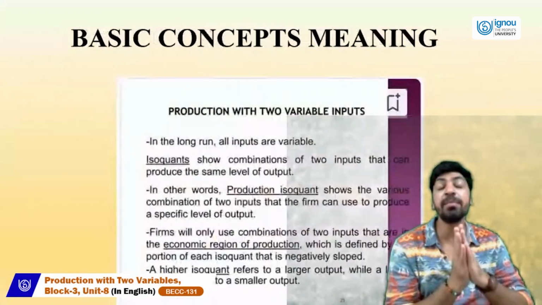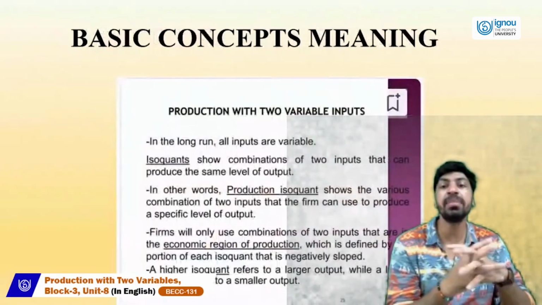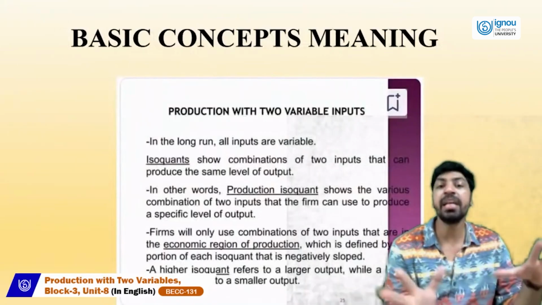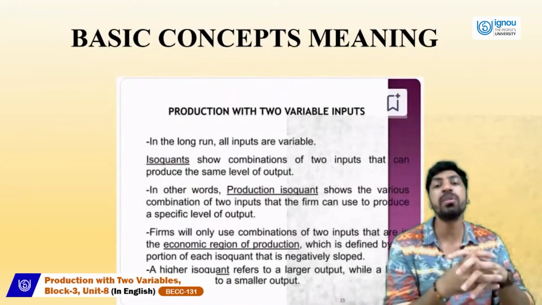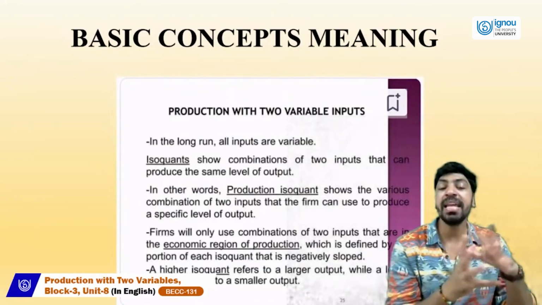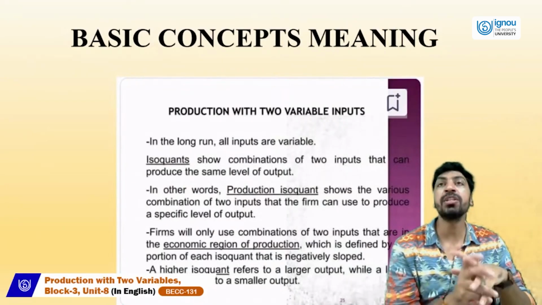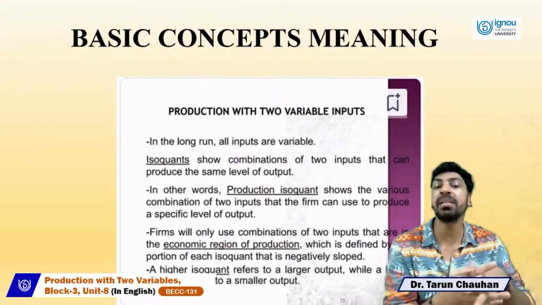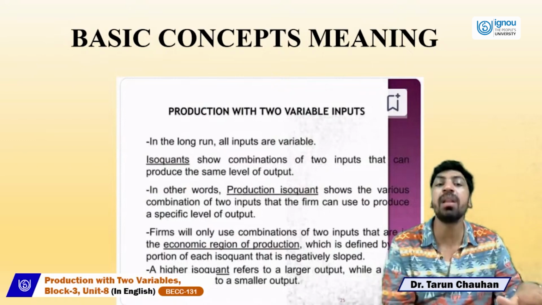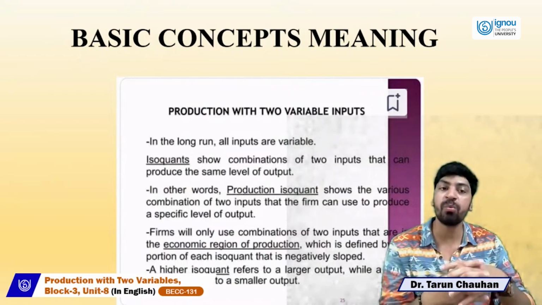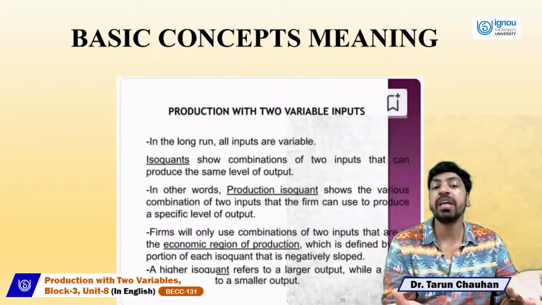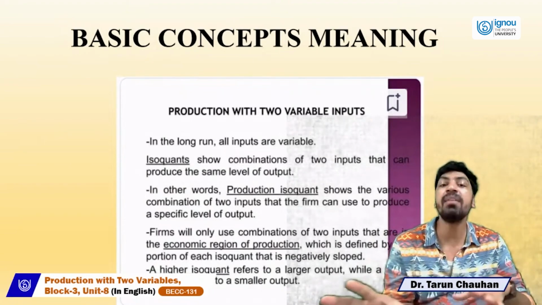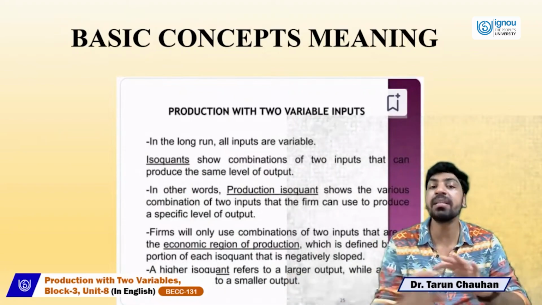The first concept is that in the long run, all inputs are variable. It means whatever the inputs or the combination of inputs are, they can change. The next concept is isoquants. An isoquant shows a combination of two inputs, let's say labor and capital, that can produce the same level of output. That's called an isoquant. If a combination of inputs doesn't provide the same level of quantity that needs to be produced, that's not an isoquant.